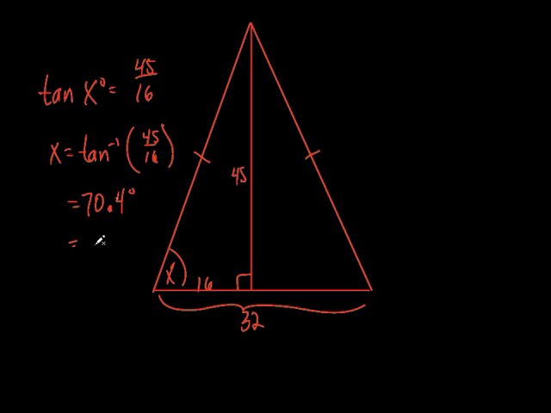70.4, if I round it to the nearest degree, will be 70 degrees. And that should be the only acceptable answer I would take right there. But if you put the 0.4, I gave it to you, and I shouldn't have. I was weak.